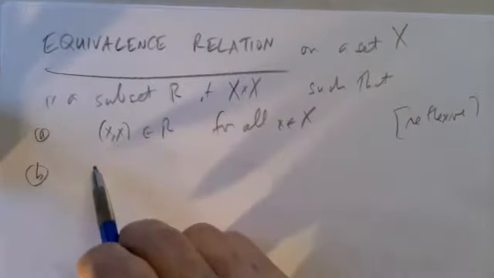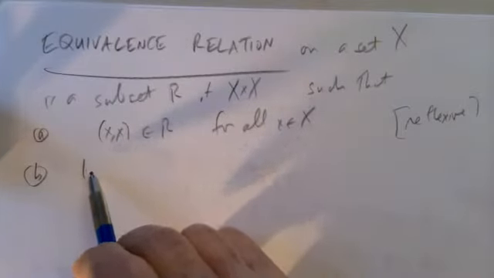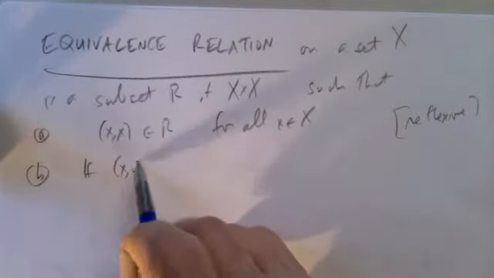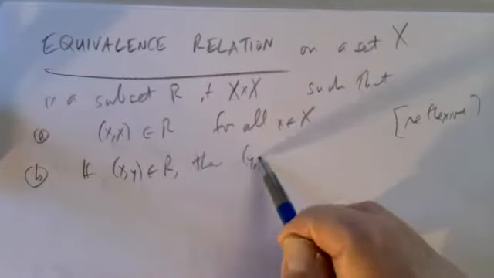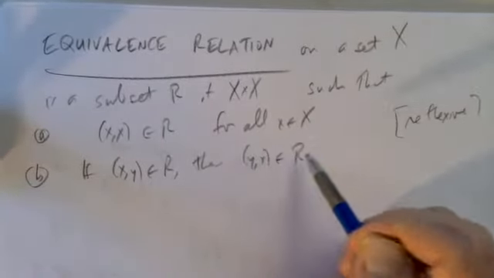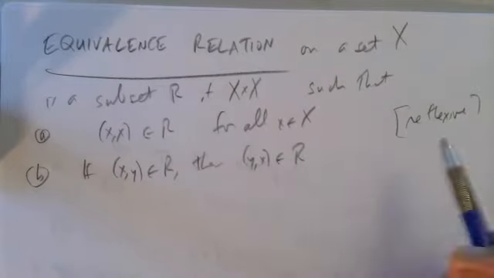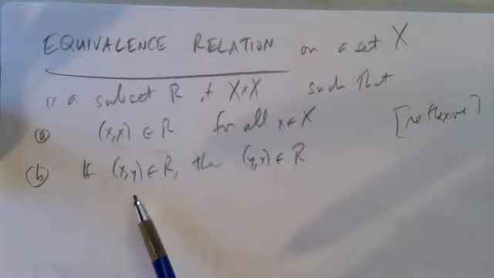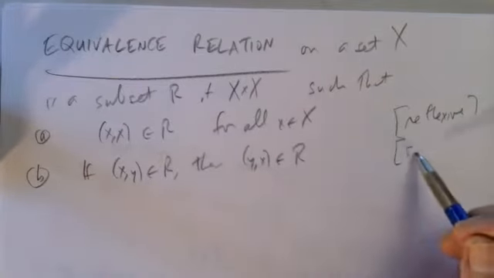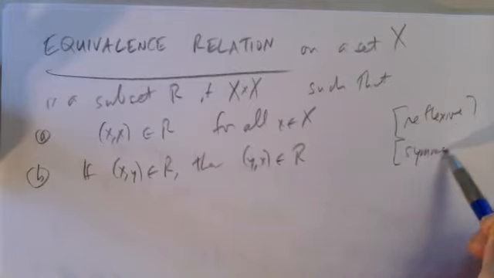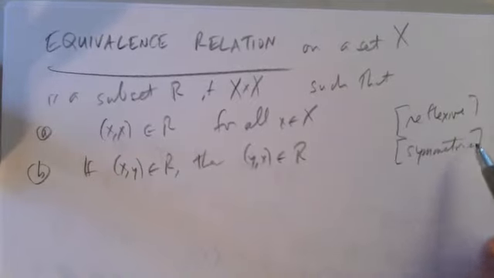And the second property is that if the pair x comma y is in R, then the pair y comma x is also in R. So there's a certain symmetry. If xy is in R, so is yx. And in fact, this property is called the symmetric property. This is symmetric.